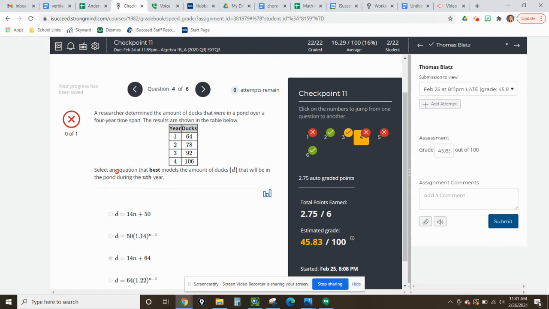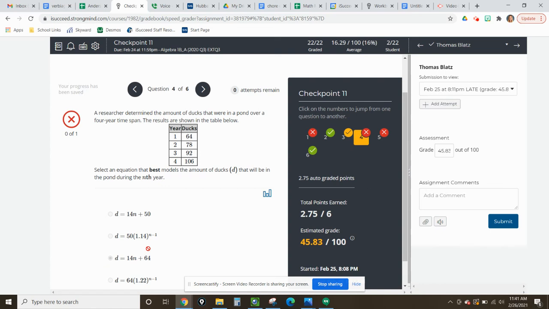Okay, so you have this table. Select the equation that best models the amount of ducks that will be in the pond in the nth year. So you've got to kind of figure out what's going on here. And you chose 14n plus 64. Let's just test this one. If I plug in 1 into your equation, 14 times 1 is 14, plus 64 would be 78. So that doesn't work. It doesn't even work on year 1 because 1 should give us 64. So definitely can't be that one.